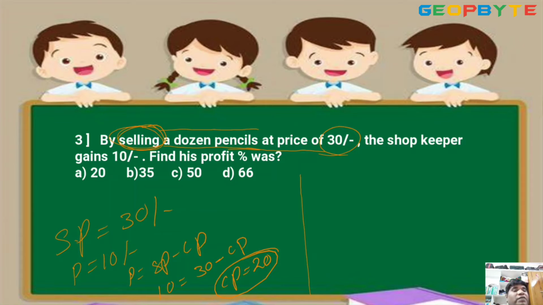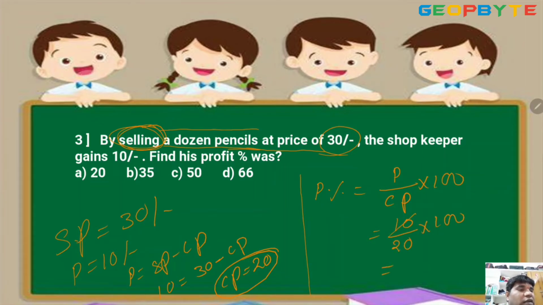So profit percentage. Profit percentage means profit by cost price into 100. Profit is 10, cost price 20, into 100. So the answer is 50%. This is the answer. Okay, children, these questions are completely previous year questions. That's why this type.